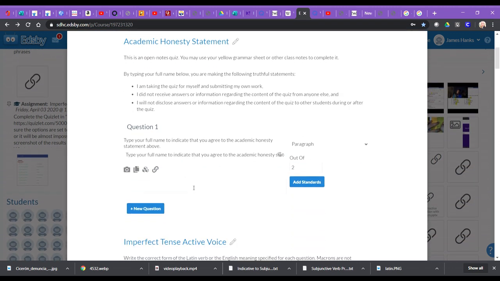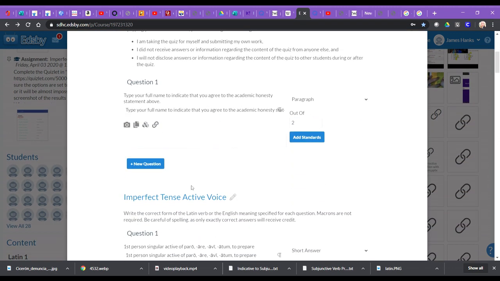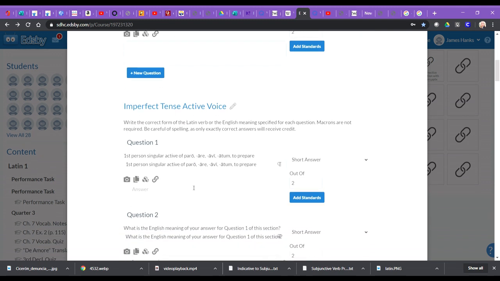Make sure every single letter is correct. That's the nature of Latin. If a single letter is off, you're not going to get credit.